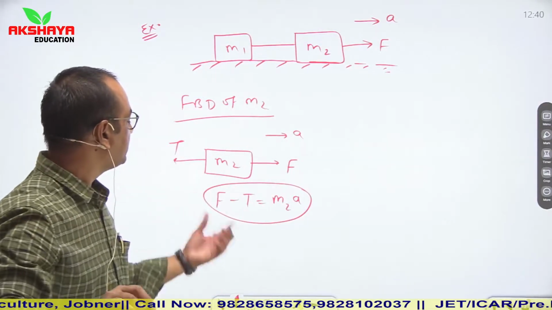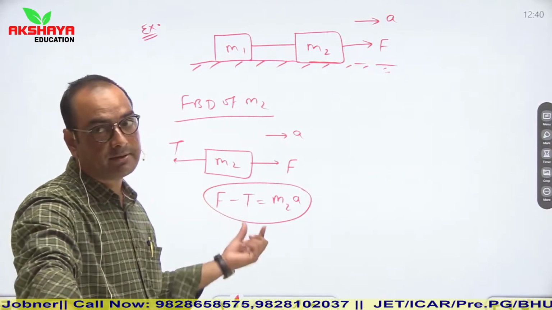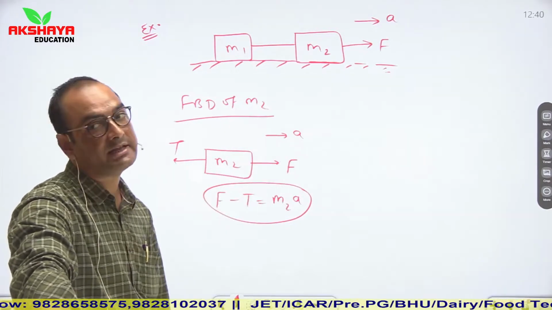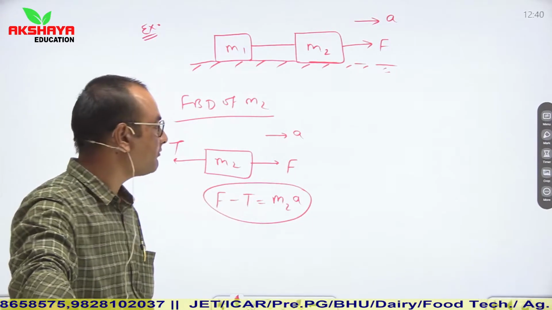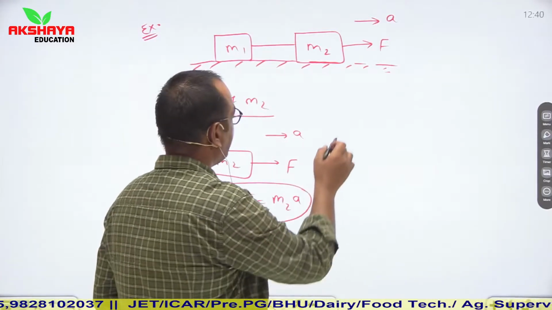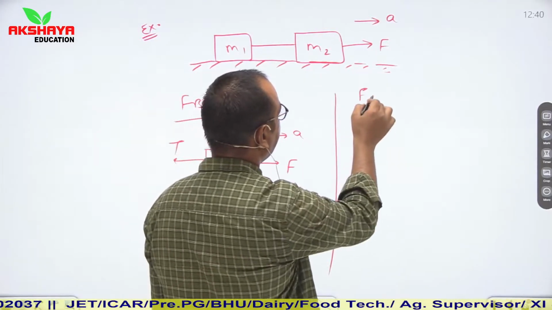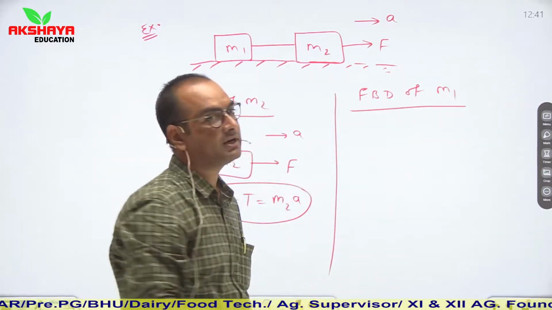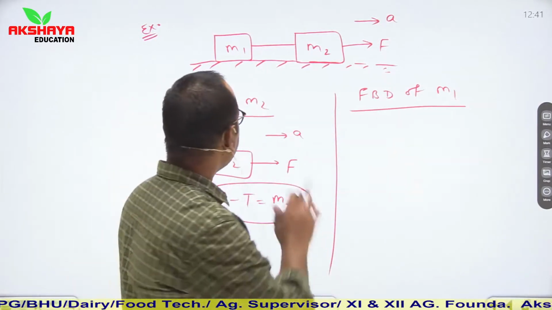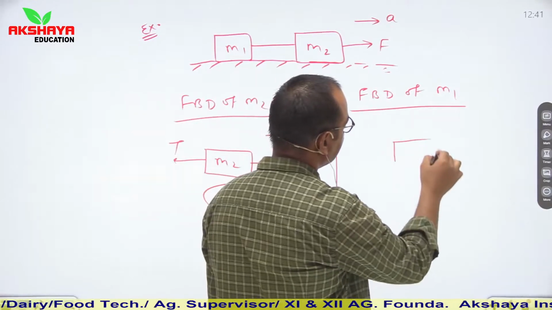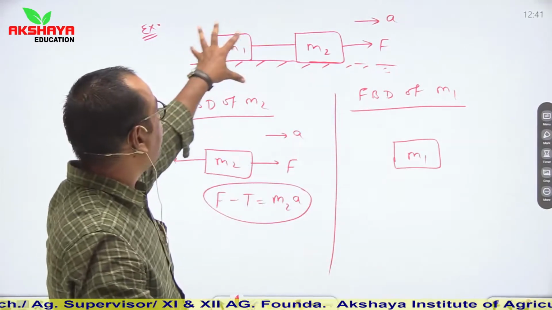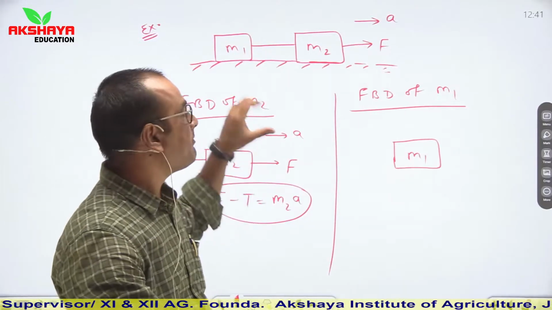So why do we subtract F minus T? Because force F is greater than tension. That's why it is accelerating. It is in the direction of force. Now see the FBD of M1. So FBD of object of mass M1. In case of this object, let us say its mass is M1. Now see how many forces are applied on this object of mass M1.